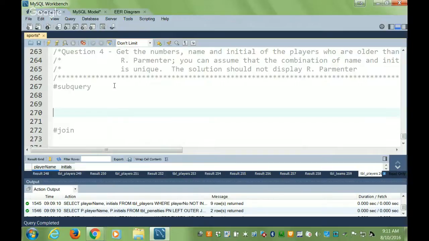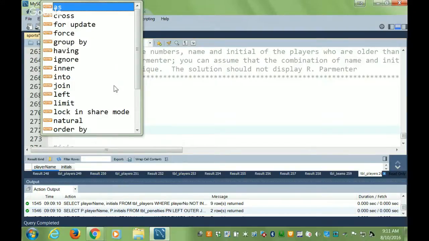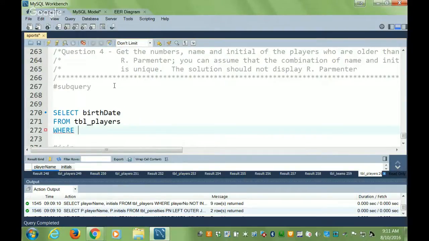So let's find his age first. Select his birth date from the table TBL players. And it's been given, it said assume that everything is okay. So we'll have to say where, what is his name? R and Parmenter. Okay, so where player name is equal to Parmenter and initials is equal to R.